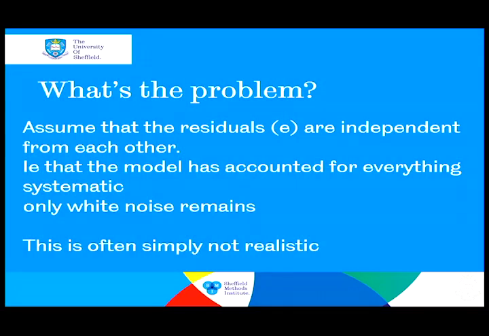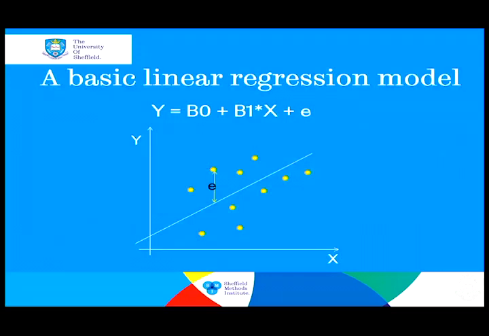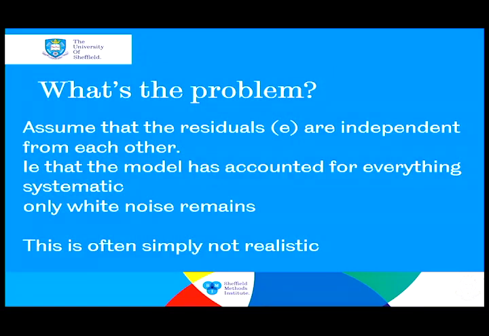But actually, those assumptions matter, firstly. From a technical point of view, that's important. It matters if those assumptions are correct. And one of those assumptions is that these data points are independent from each other. That is, that this model has accounted for all the systematic stuff, all the stuff that really matters, all the stuff that we really want to know about, and that only random noise remains. And that's just not realistic. We know that that's not the case, but we have to make this assumption.